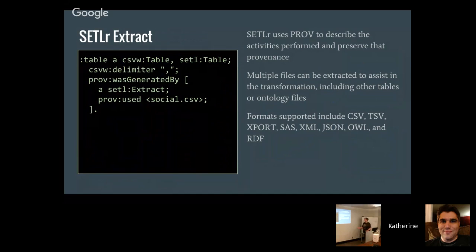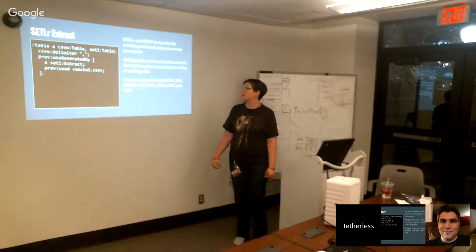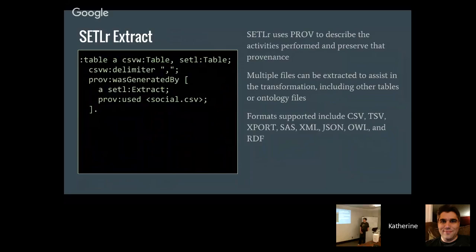Okay. This is what the extract portion of a SETLr script would look like. It uses PROV to describe the activities performed and preserve provenance, so you have that available to you as well. You can extract multiple files. This is how you extract one of them, and this particular example is for a CSV table. It will look slightly different for the other formats, and that's detailed on the wiki page. And we have a list, like Jim was saying, of various input types we support.